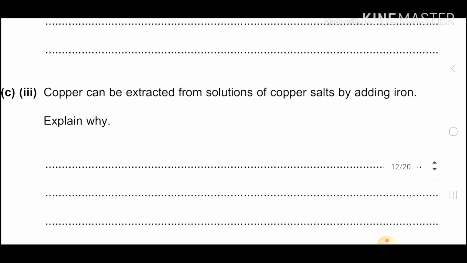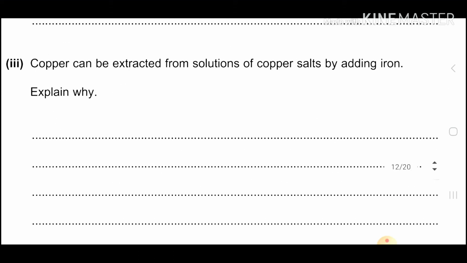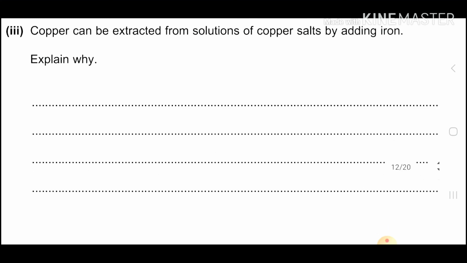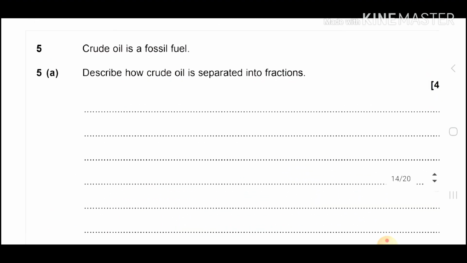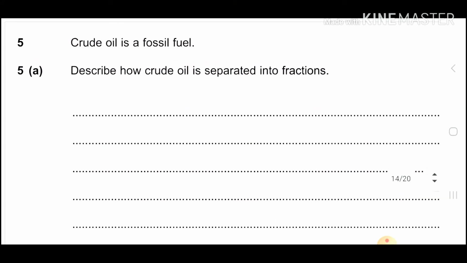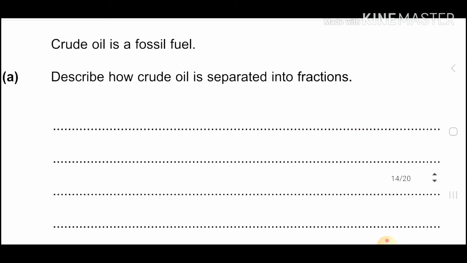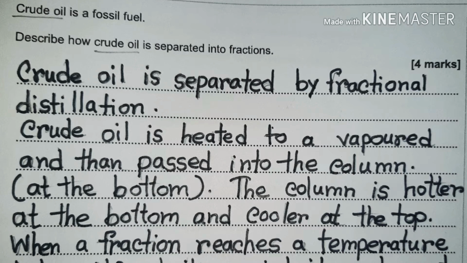Next question, copper can be extracted from solutions of copper salts by adding iron. Explain why. You can write here, iron is more reactive than copper and so will displace copper from its salt. Next question, crude oil is a fossil fuel. Describe how crude oil is separated into fractions.